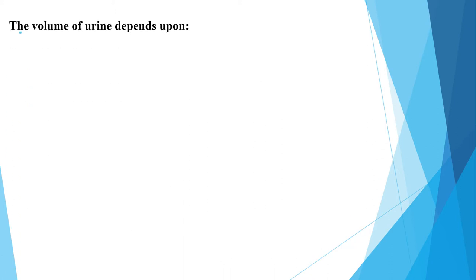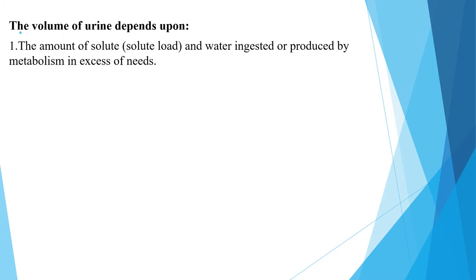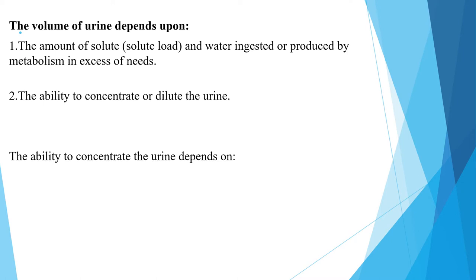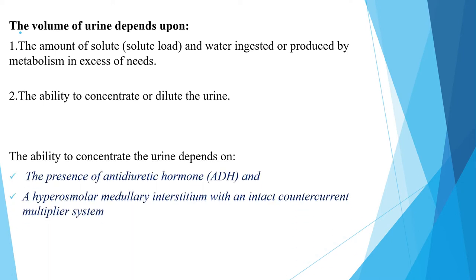The volume of urine depends upon the amount of solute and water ingested or produced by metabolism in excess of needs, and the ability to concentrate or dilute the urine. The ability to concentrate the urine depends on the presence of antidiuretic hormone and a hyperosmolar medullary interstitium with an intact countercurrent multiplier system.